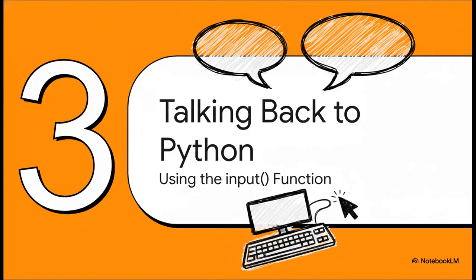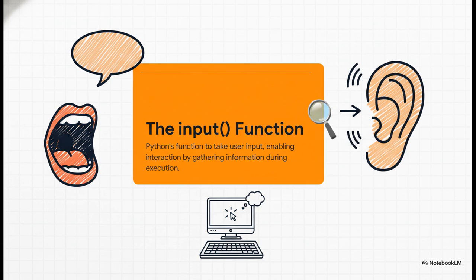Okay, so we know how to make Python talk to us. But a conversation isn't a monologue. Now we need to figure out how to talk back, how we can give the program information from our side. And for that, we need to meet the input function. If printing is Python's mouth, then you can think of input as its ears. It literally pauses the program and just waits. It waits for you to type something and hit enter. This is how we make our programs truly interactive.